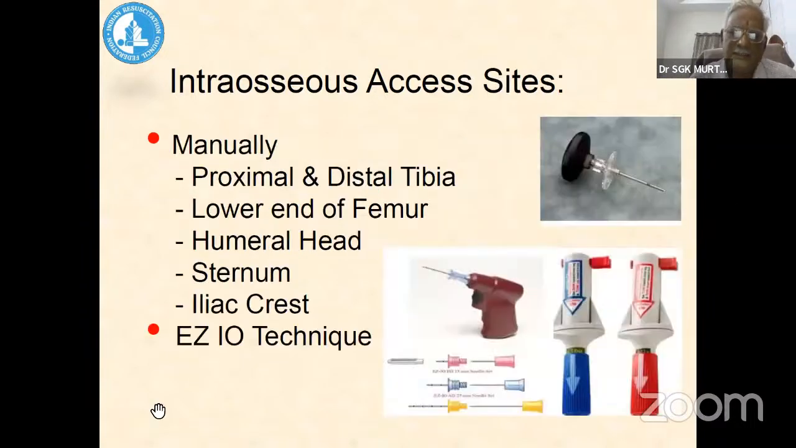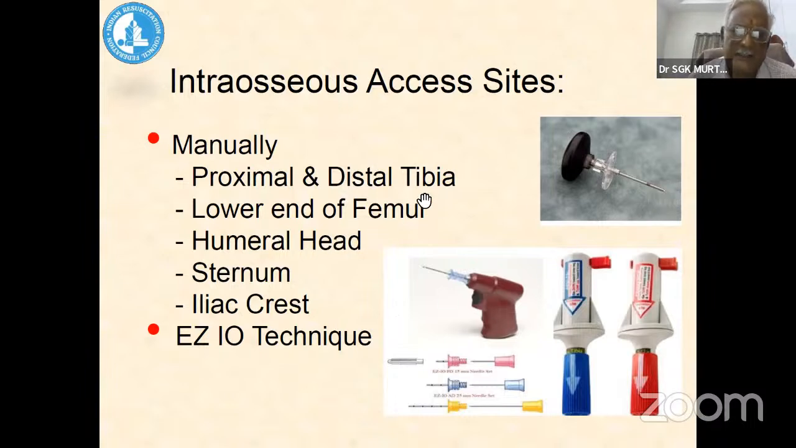And this is the manual one. With a drilling movement, we can press with the thumb and introduce. The only precaution we have to take is that we should not keep our hand below the area where we are pressing, because sometimes it slips and injures our hand.